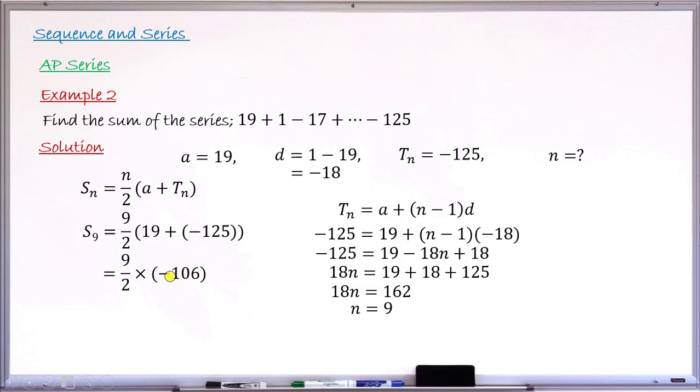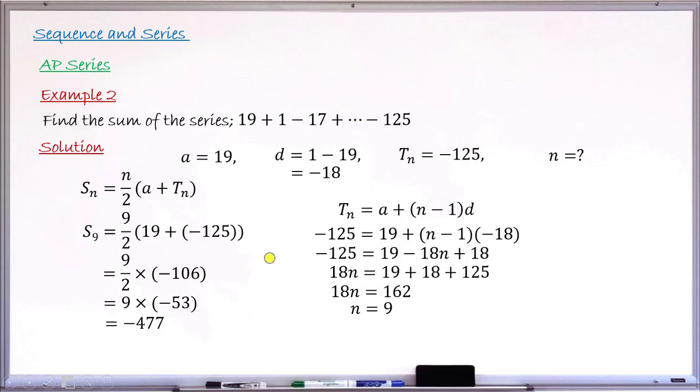So you now divide this 106 by 2 because you are multiplying it by 9 over 2. So 2 into 106 gives the answer minus 53. So 9 times minus 53 simply gives you the result minus 477. So this is the sum of the very first 9 terms of this very series. That is the sum of these terms all together from 19 to this minus 125, including the missing term.